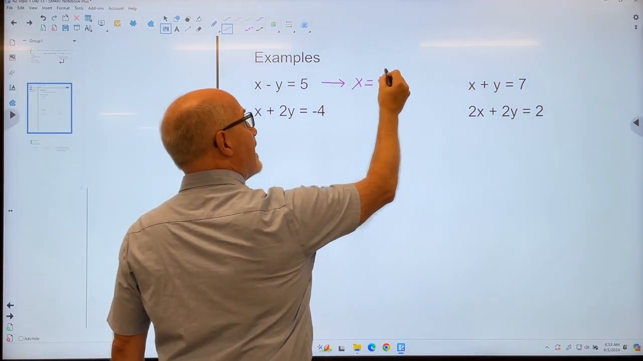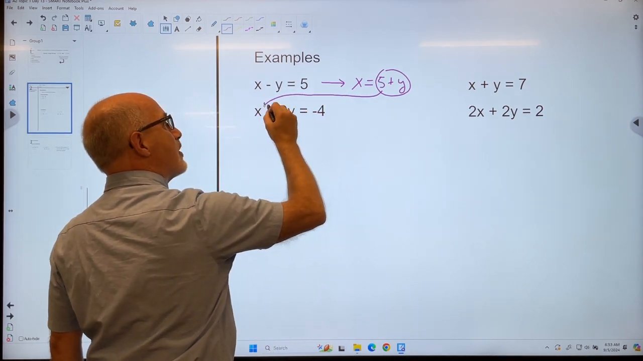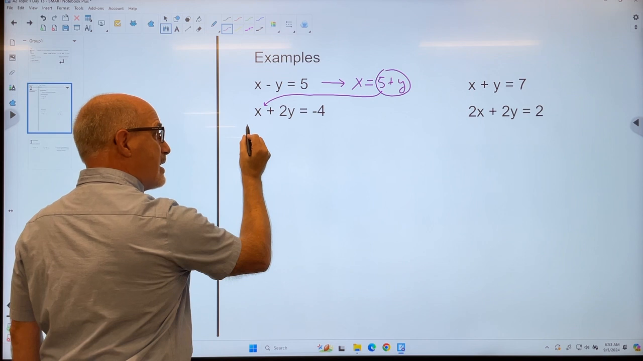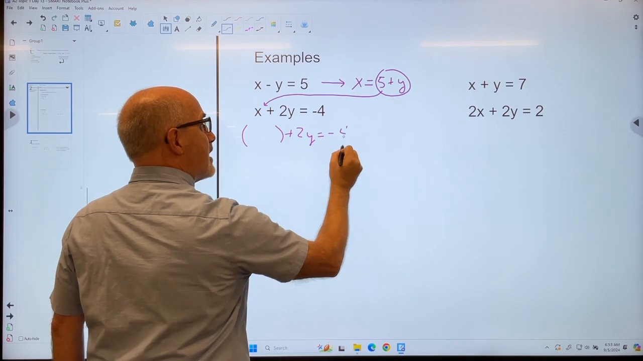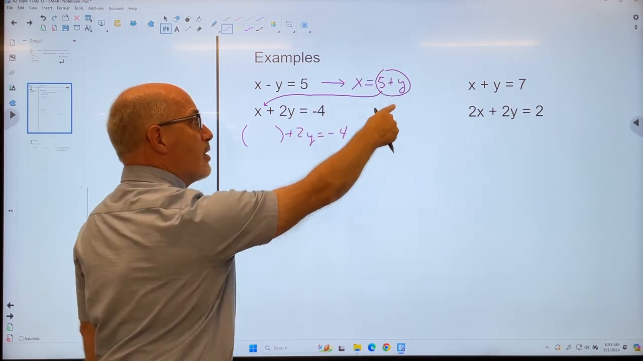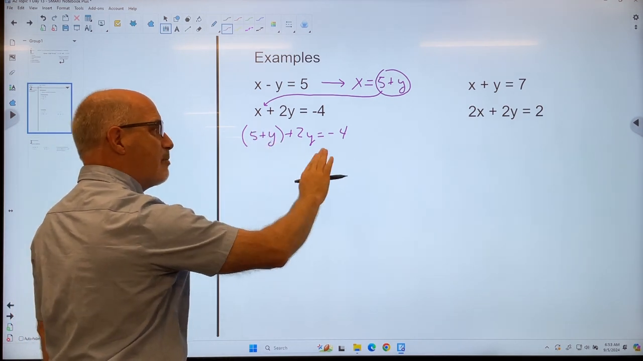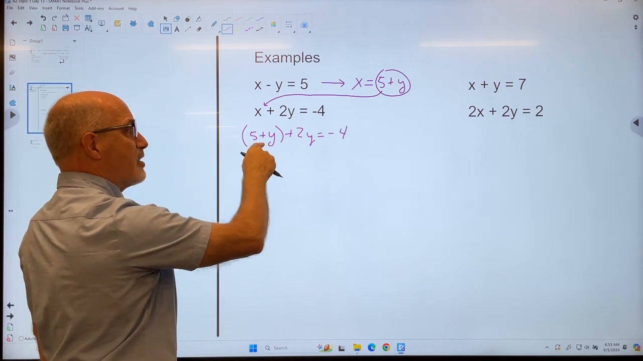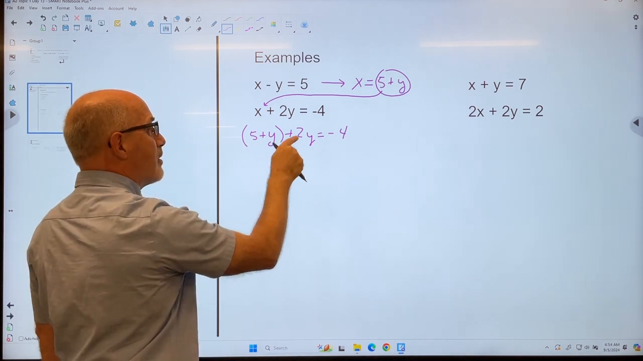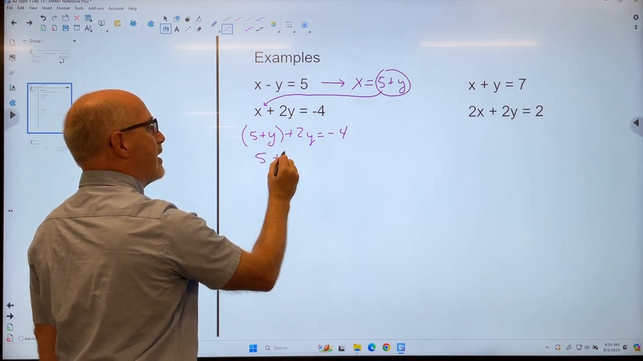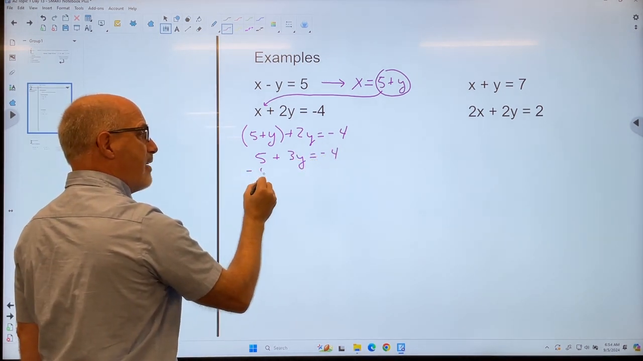I can now take this expression and I can substitute it into the other equation for the x. So where there's an x, I'm going to put a parentheses. X comes out of the equation. What goes in its place is 5 plus y. Now I can simplify this side. The parentheses just tells me what that quantity is, but now I can go ahead and add these because it's addition. So y plus 2y is going to give me 3y. Then I'm going to subtract 5 from both sides.